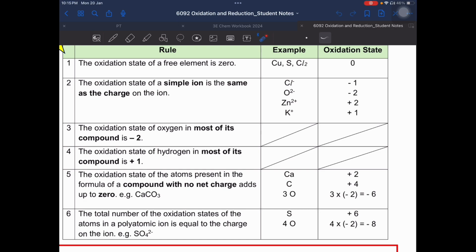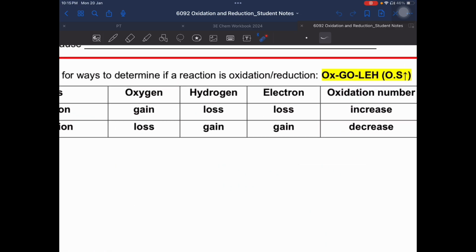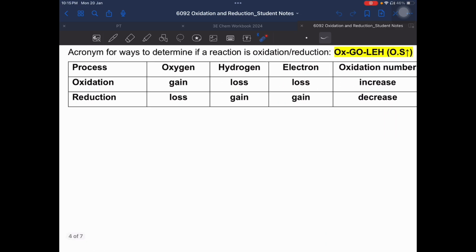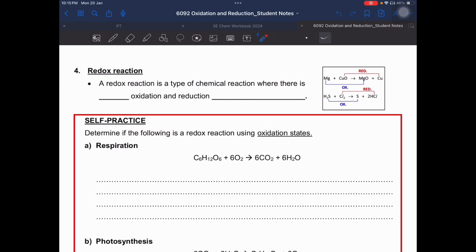So in this video, we're going to use everything that we have learned in the previous video to apply it to determine whether a reaction is a redox reaction or not. If you recall, a redox reaction refers to a reaction whereby there is both oxidation and reduction. To determine this, we can use either of these four methods that we have seen earlier. So let's take a look at section 4 now.